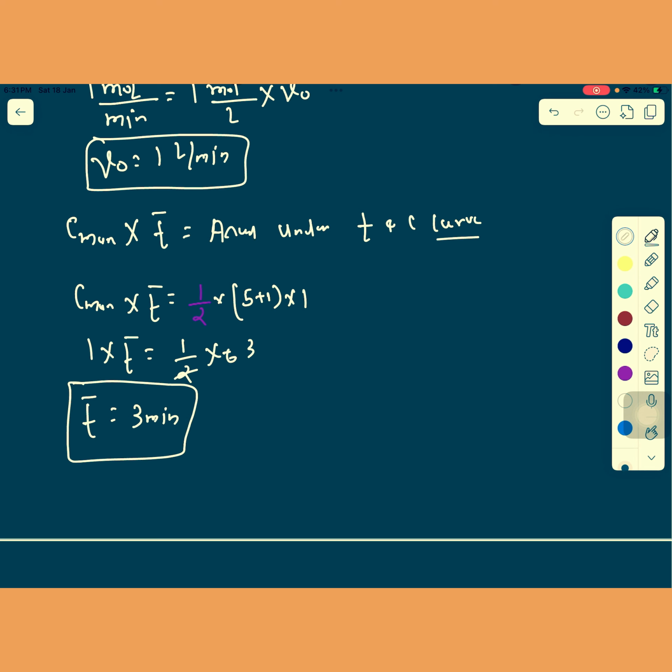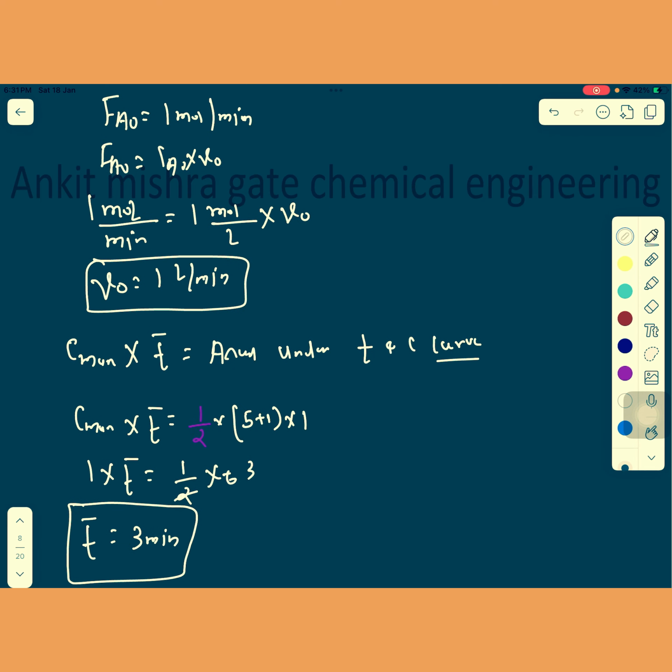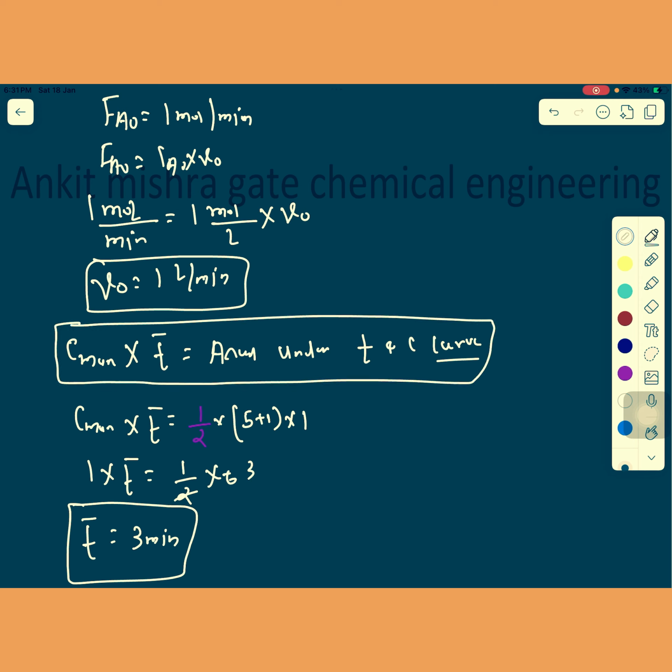This is a very, very simple question, but the difference between another problem and this problem is that whenever we are writing these things, you have to understand this particular line. This is the concept here. So you should keep these things in your mind whenever you are writing the paper, right?